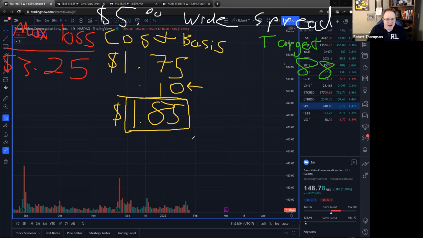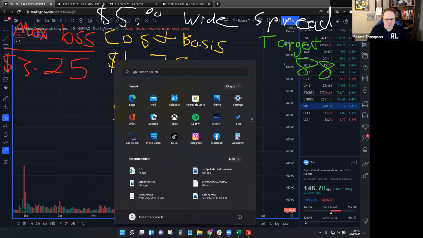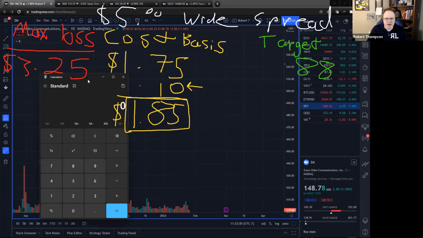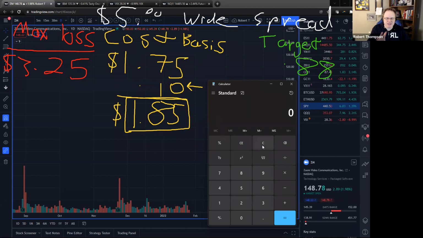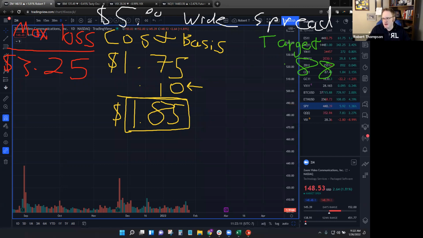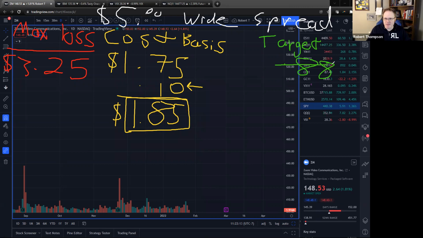Now, why is that a good thing? $1.85 is my new cost basis, which means I'm going to set a new target, right? $1.85 divided by 2 equals 93 cents. So now I'm actually going to make more money on the trade, because now I have a 93-cent target instead of an 88-cent target.